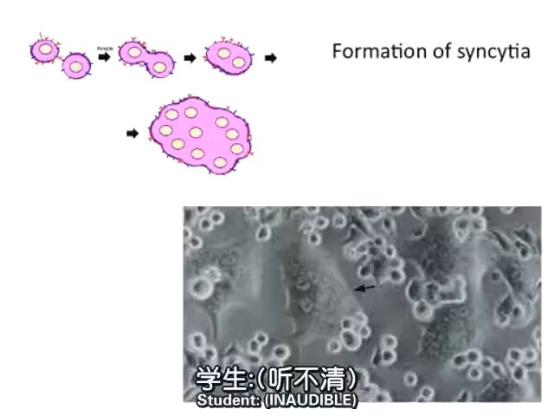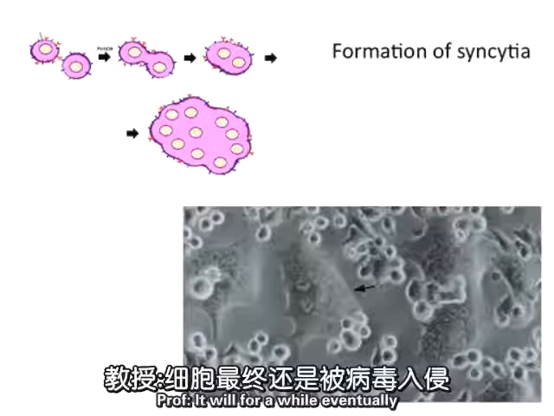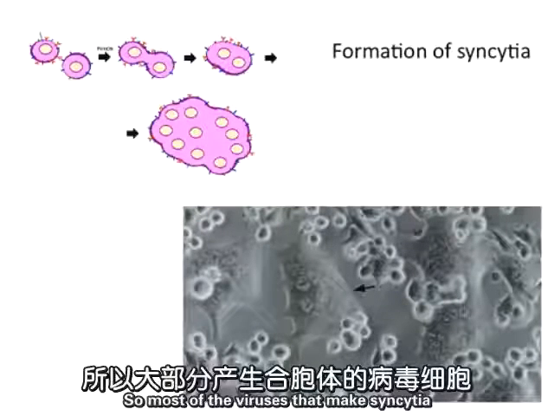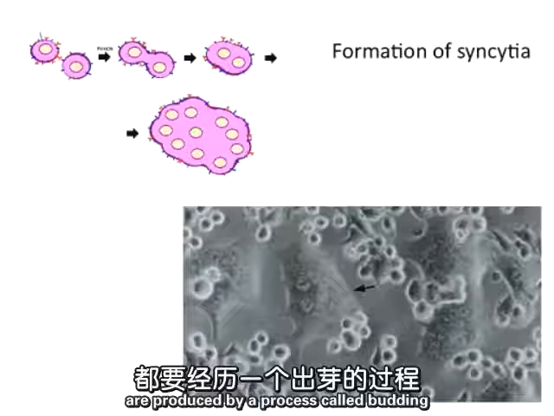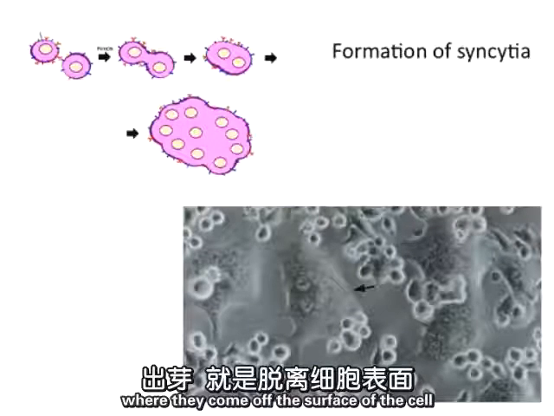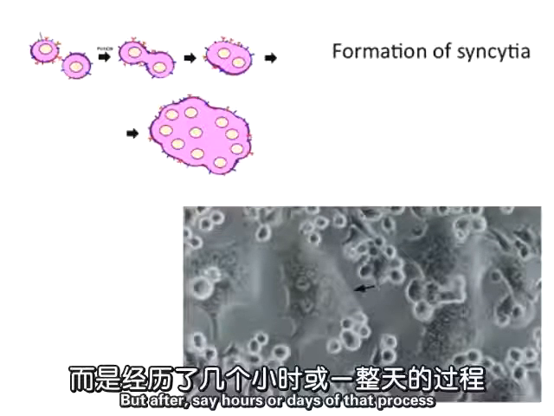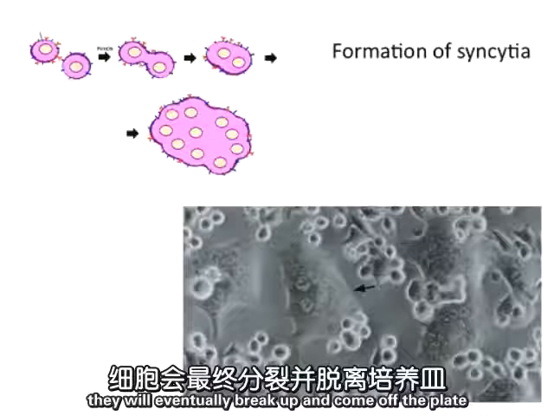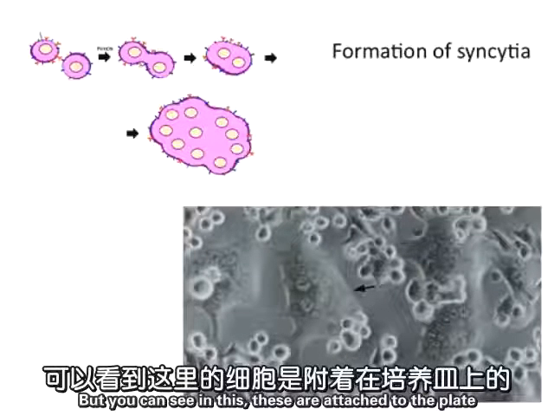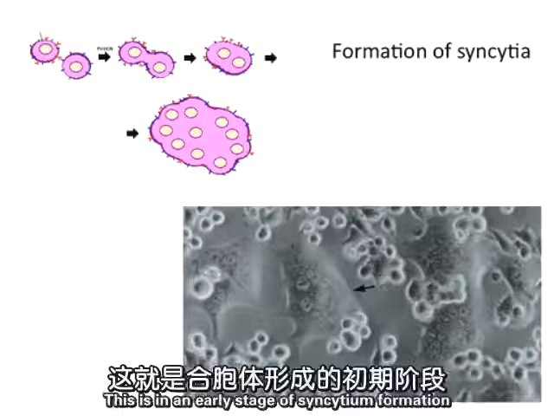Yes? And the syncytium will still adhere to the plate? It will for a while, and eventually. So most of the viruses that make syncytia are produced by a process called budding, where they come off the surface of the cell. So they don't kill the cell initially, but after, say, hours or days of that process, they will eventually break up and come off the plate. Yeah. But you can see these are attached to the plate. This is an early stage in syncytium formation.